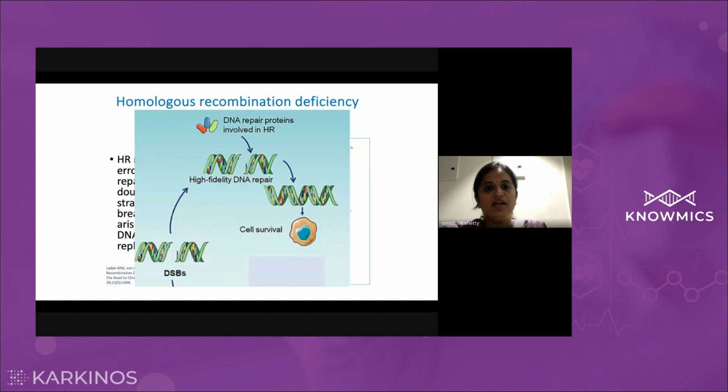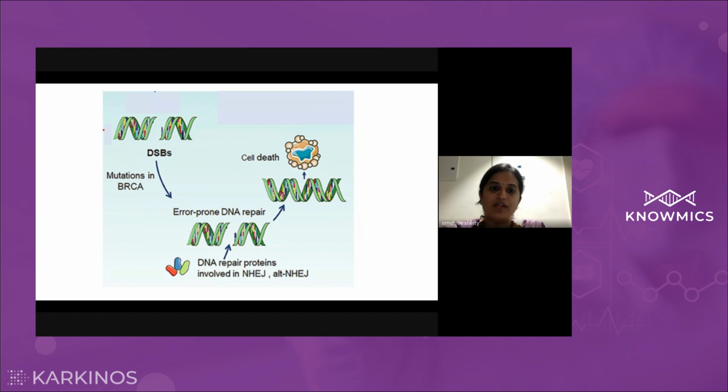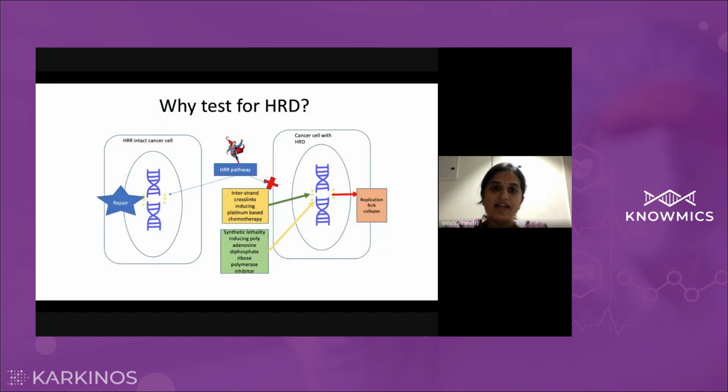That's how double-stranded breaks are introduced in the DNA due to some agents. It would lead to high-fidelity DNA repair, and that could lead to cell survival. Next slide. If there are any mutations in these BRCA genes, the DNA repairs are more error-prone. Once these are error-prone, DNA repairs can lead to a lot of breakages and eventually lead to cell death. Next, please. So why test for HRD?